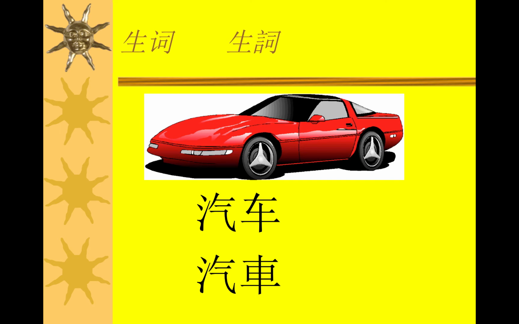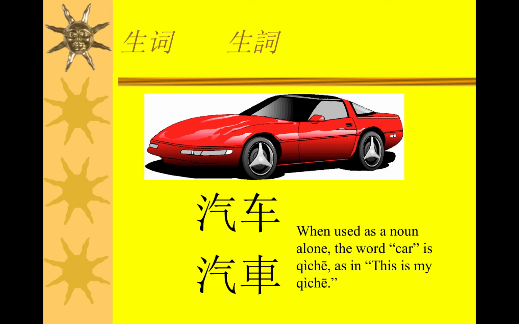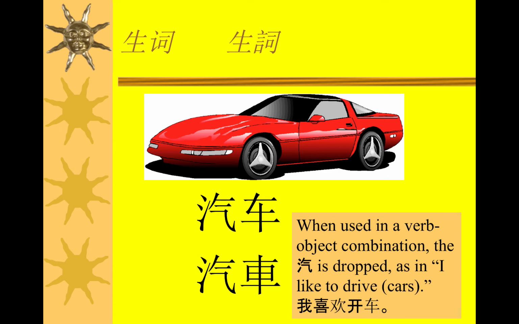When you're talking about cars just by themselves, like I like cars, that car is really cool, you would use the full object, the full noun, 汽车. However, when we use it in a verb-object combination, the 汽 is dropped, as in I like to drive cars, 我喜欢开车.